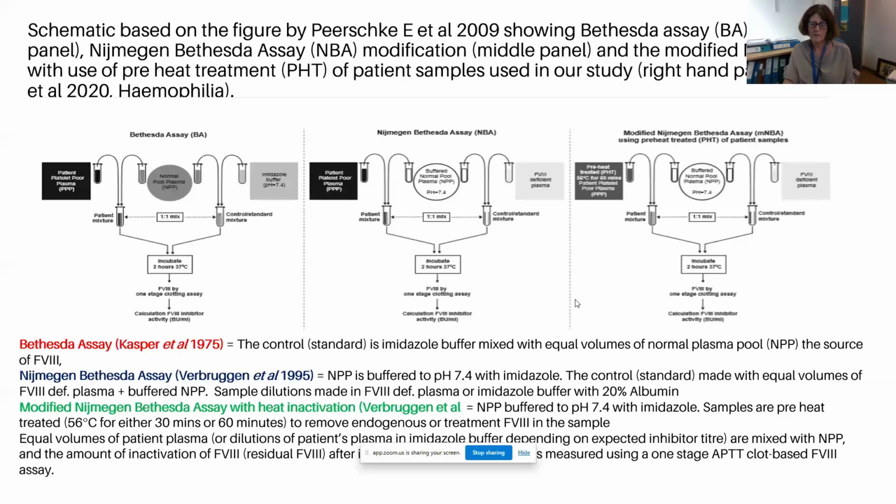So shall I stop now? How much more have you got? Just 2 slides. Finish, it's fine.